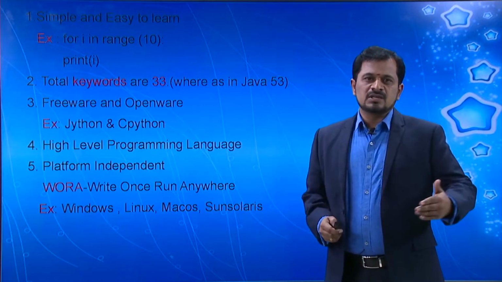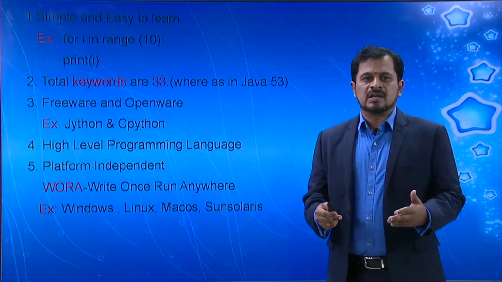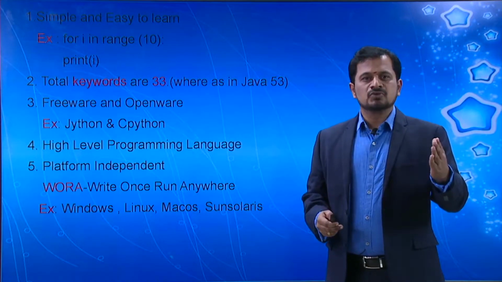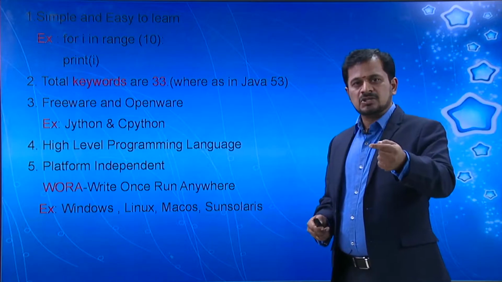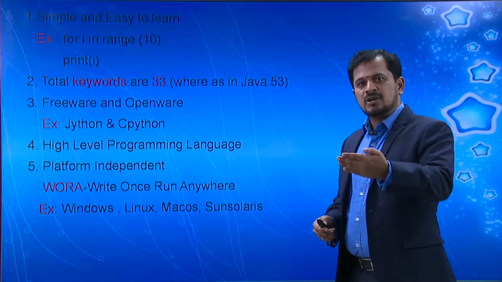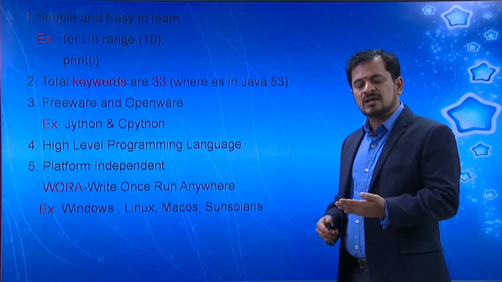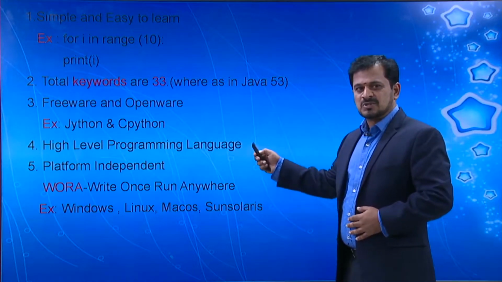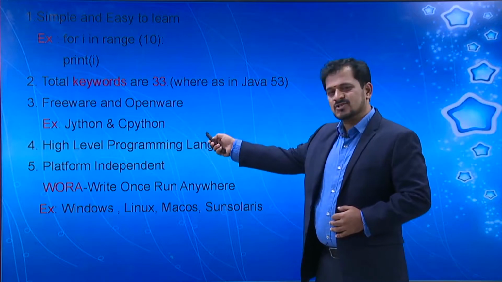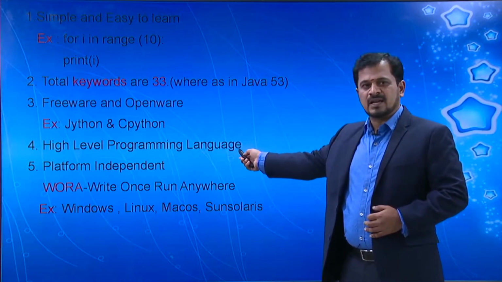And the fourth point is that it is a high level programming language. If you know English and ABC language, you can easily write whatever algorithm or flowchart we write for any problem statement. In the same way, you can write your problem statements, algorithms and flowcharts, and from that you can write your Python program without any problem. That is why it is called a high level programming language.